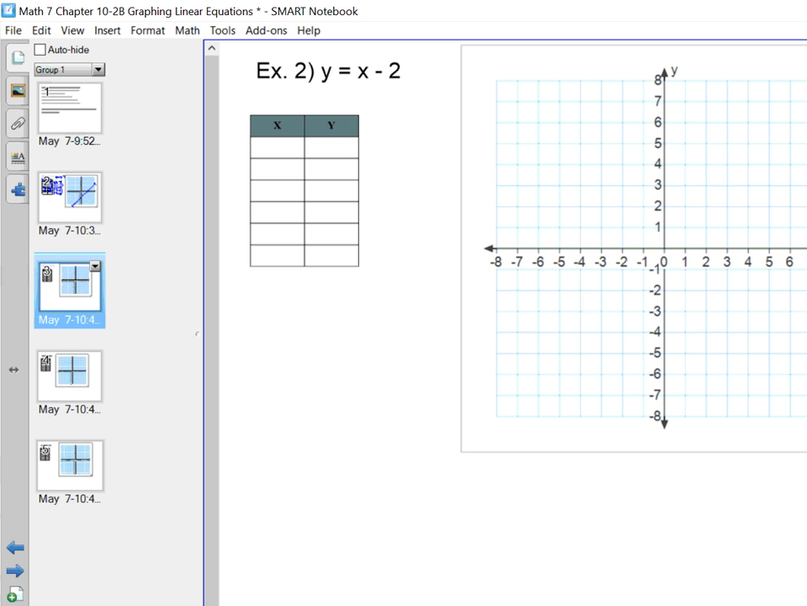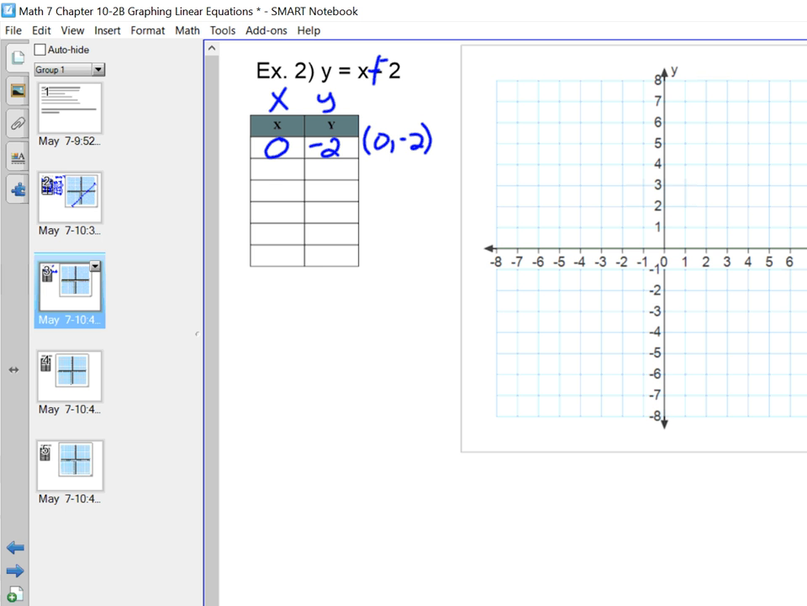This time I have the equation y equals x minus 2. Now again, subtraction means to add the opposite. And again, your x and y don't show up. I'm sorry. So let's try it. Now where did I say to start? With 0. 0 plus -2 is -2. So my point is going to be 0, -2.